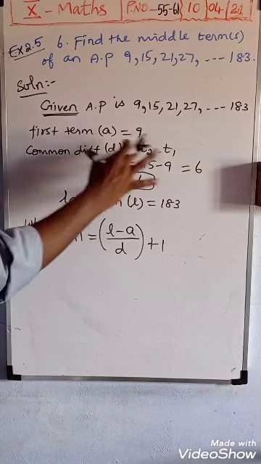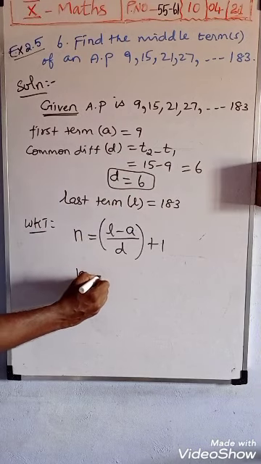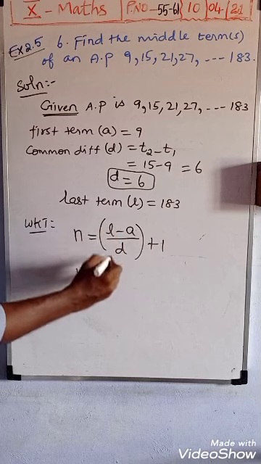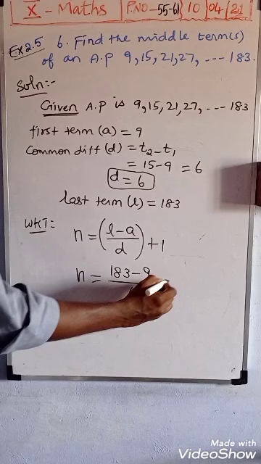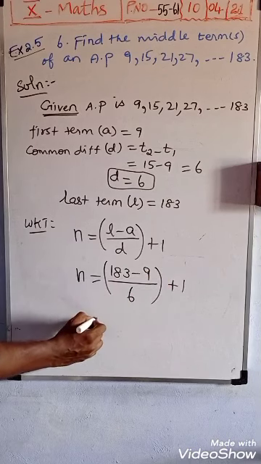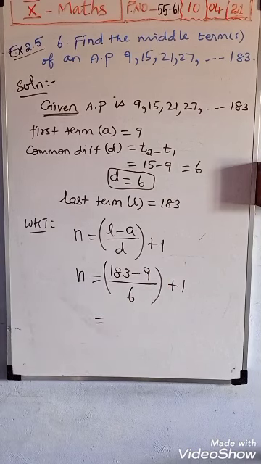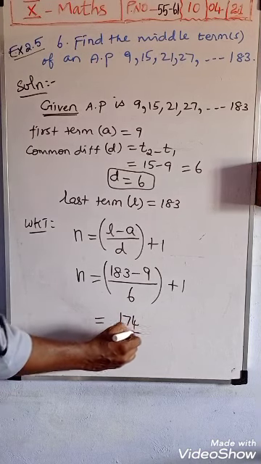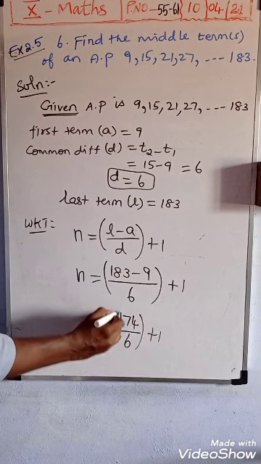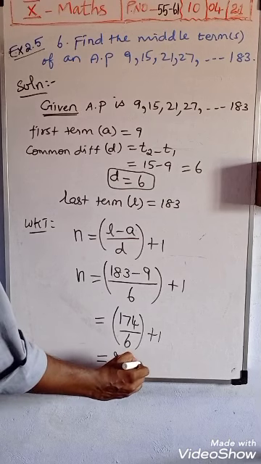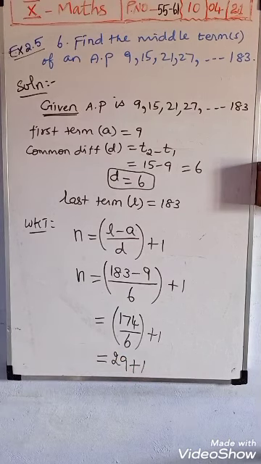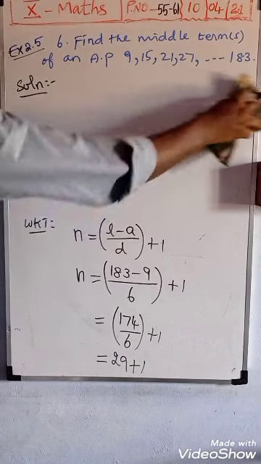Now you should substitute these values. Now N only we want to find. N is equal to, L is 183 minus A is 9, whole divided by D is 6, plus 1. Now you should subtract, after that cancel with the 6. 183 minus 9 is 174. 174 divided by 6 plus 1. 174 divided by 6 is 29. 29 plus 1, N is equal to 30. Therefore, N is 30.